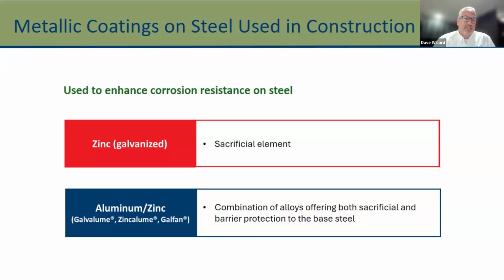And then the next thing they can do is an aluminum and zinc combination. This combination of alloys offers both a sacrificial element in the zinc, but barrier protection is also added to the steel by the aluminum part. You'll know the term galvalume is what you'll hear in the industry, or zincalume or galfan. Different industry terms, but in this case with galvalume, you have the barrier protection of the aluminum and then the sacrificial element of zinc to fill in the scar or the mark.